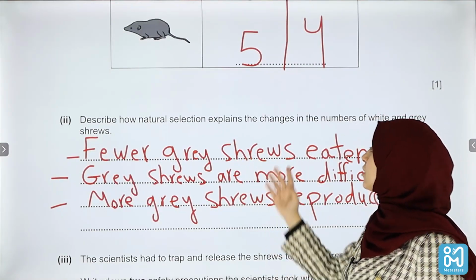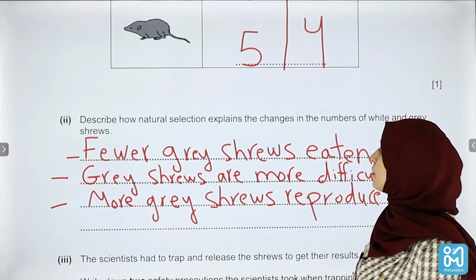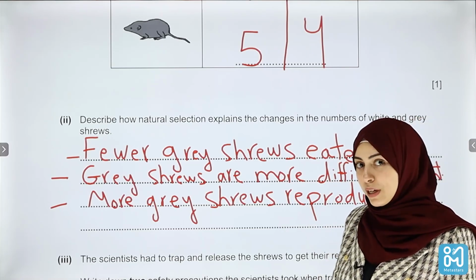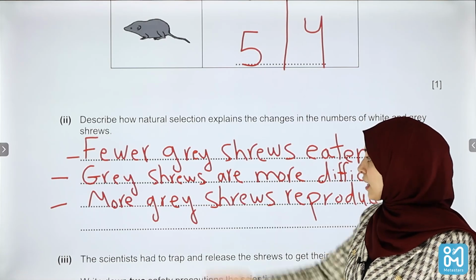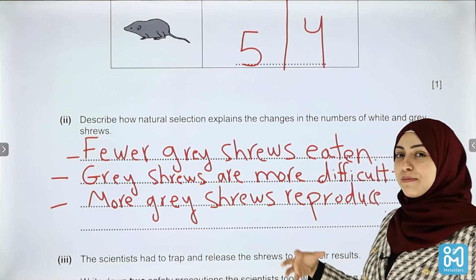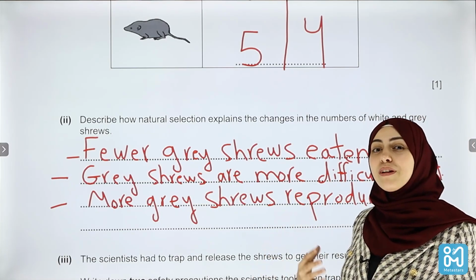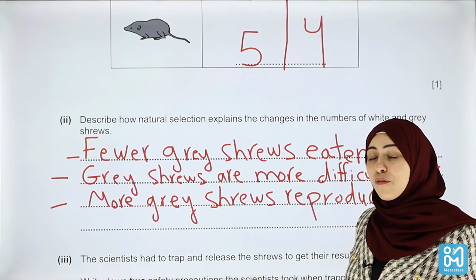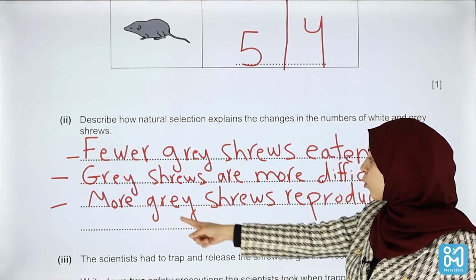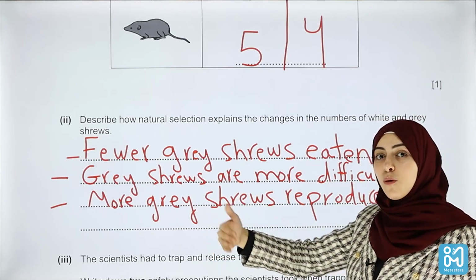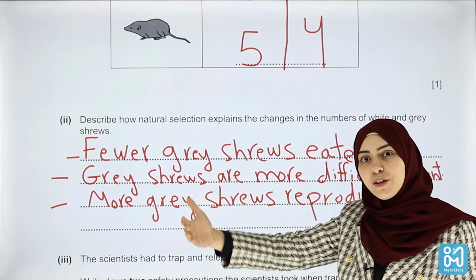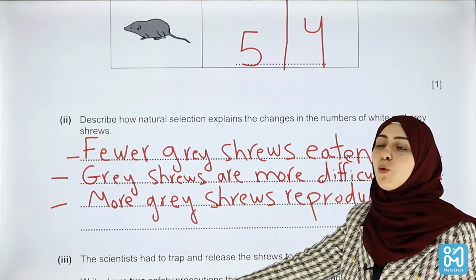Describe how natural selection explains the change in the number of white and gray shrews. As I mentioned, fewer gray shrews are eaten by the eagle. Gray shrews are more difficult to hunt because they are more difficult to see, because we have a dark ground. More gray shrews will reproduce. More gray shrews will breed in the future, will reproduce, and will survive more.